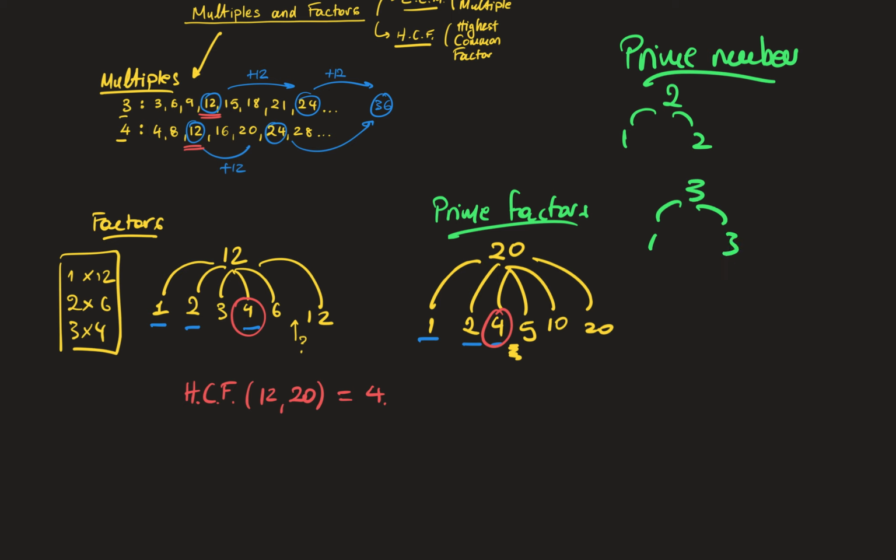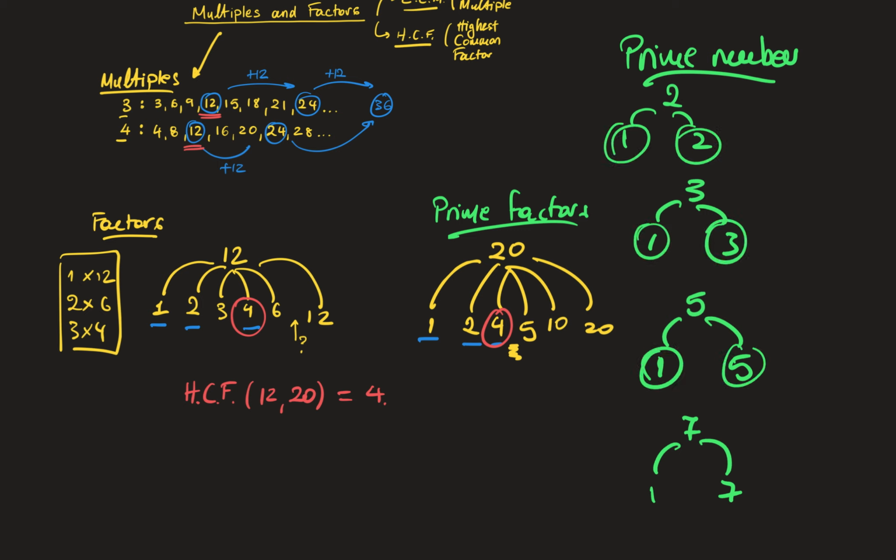4, we have 2 times 2 and 1 times 4, so that's not going to work. But 5, we have 1 times 5, and there's no other combination. 2 times 3 is going to be 6 and so on, and the next one is going to be 7. So 1 times 7. All these numbers that only have 2 legs, like this one, if you think about it as the number of legs that they have, all of those are prime numbers.